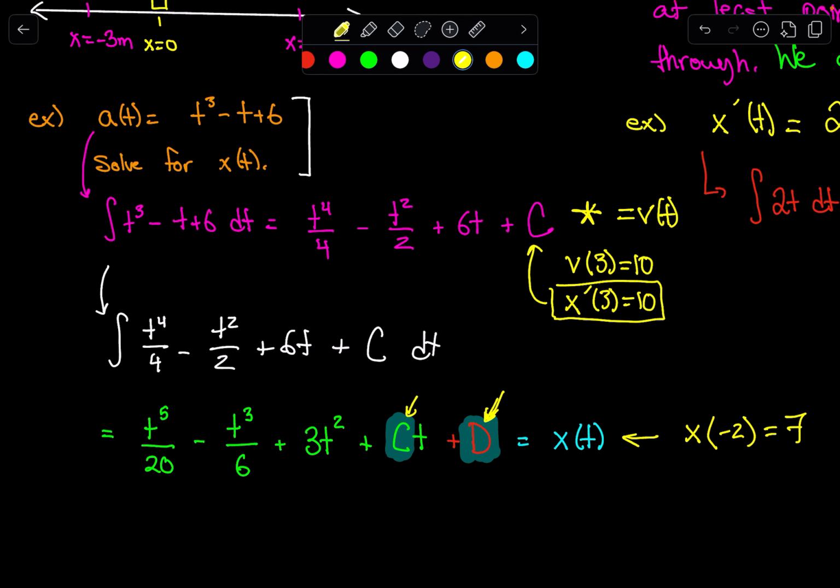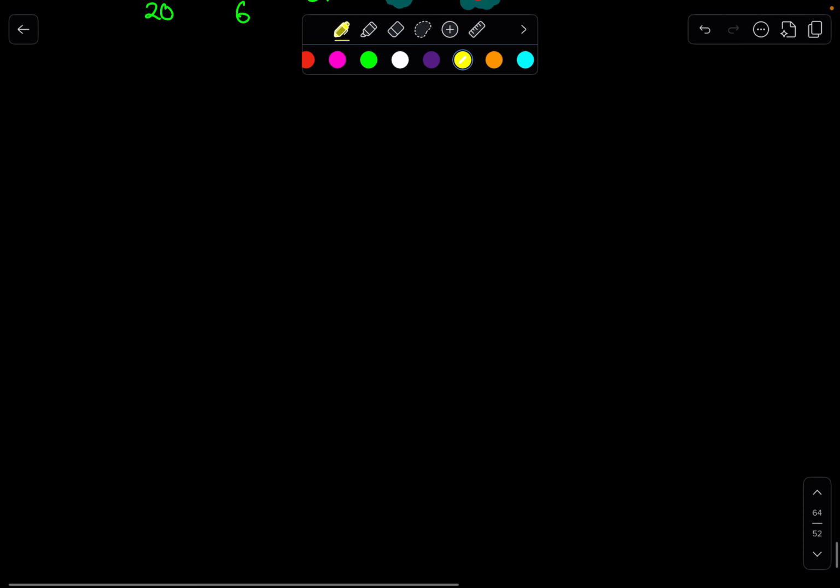Okay, so that's just a little taste of how, if we want to solve for velocity or for the position function, depending on what we're given, we can go about doing this. We just need these initial conditions to go with it. All right, so we have that concept.